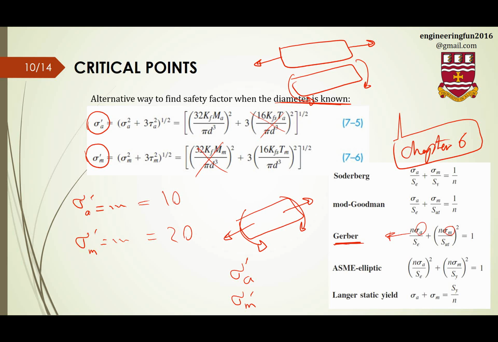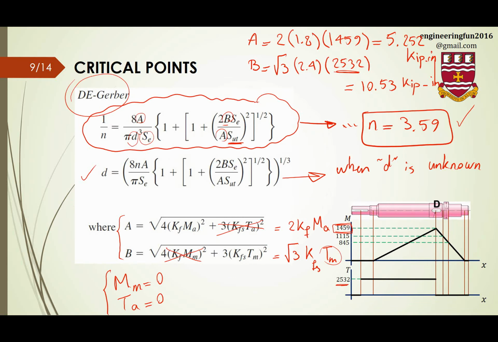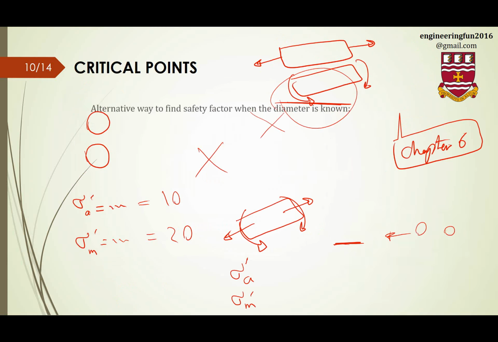So in order to find the safety factor, when the geometry is known, you have two methods. One of them is to find sigma a prime and sigma m prime and use the equation from chapter 6, or you can use the closed form equation from chapter 7, put the values inside your closed form equation and find the safety factor. It's up to you.